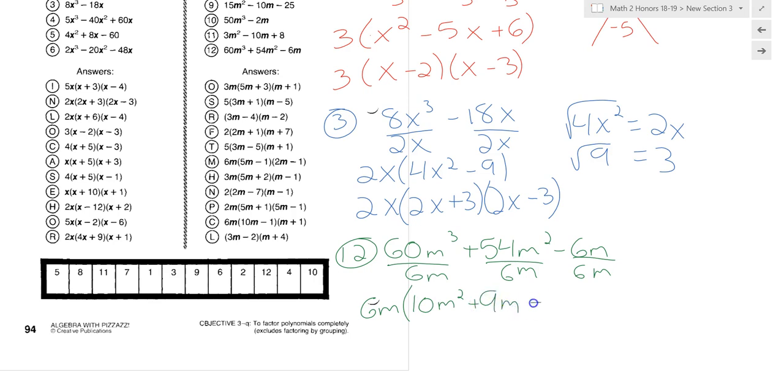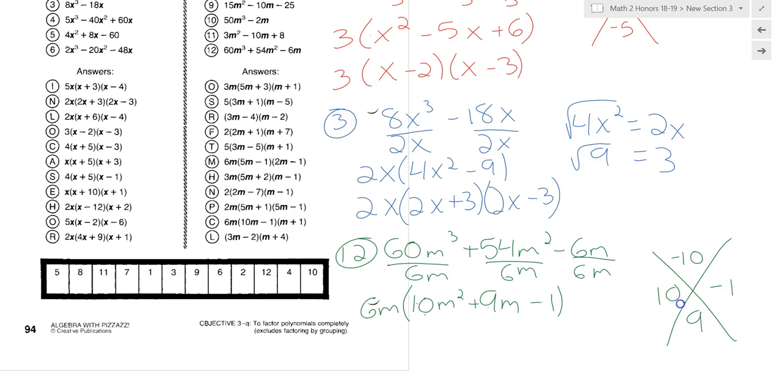Plus 9m minus. Now this is where you have to be careful. 6m divided by 6m is not 0. They don't go away. It's 1. So now this is an example where we have that coefficient out in front. So when I'm doing 10 times negative 1, which is negative 10, and then we have a 9 here. So we're multiplying to negative 10, adding to 9. Something with a 10 and a 1, the 1 should be negative.